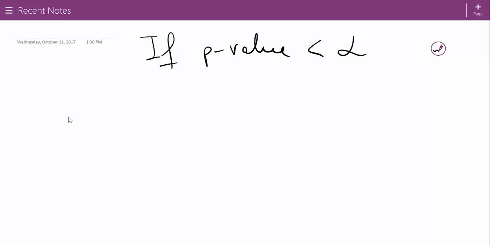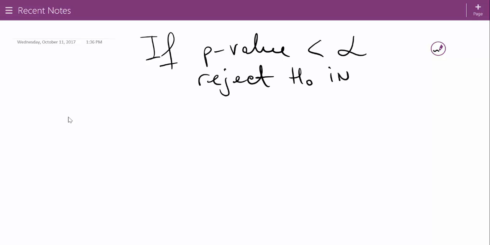So there are two outcomes, right? If my p-value is less than alpha, there are two options, right? We either keep believing in the null, or we reject the null and start believing in the alternative. So if p-value is less than alpha, do we reject the null or do we keep the null? Reject the null, right? If p-value is small, we reject the null hypothesis.